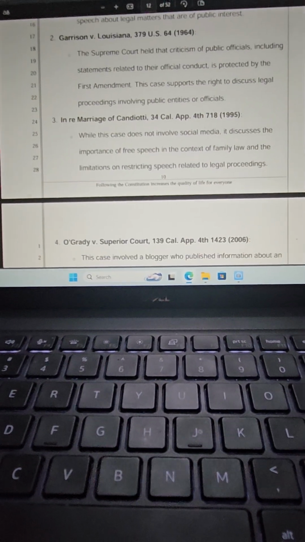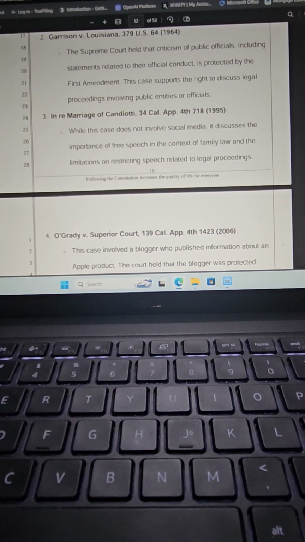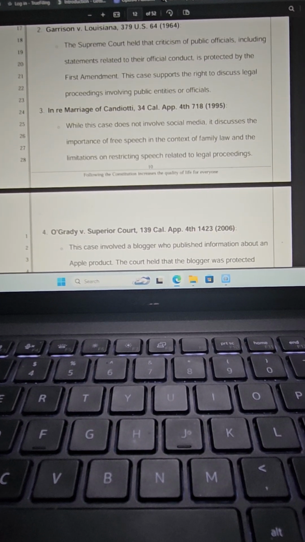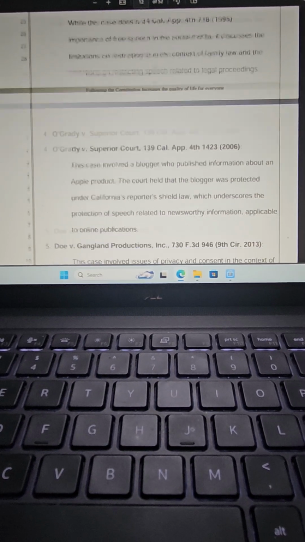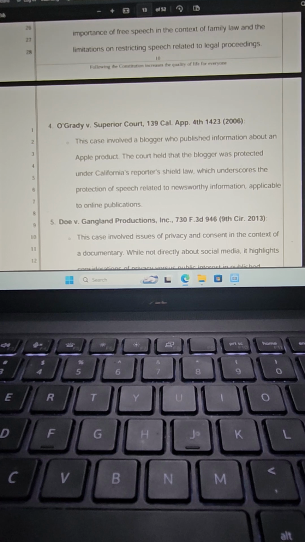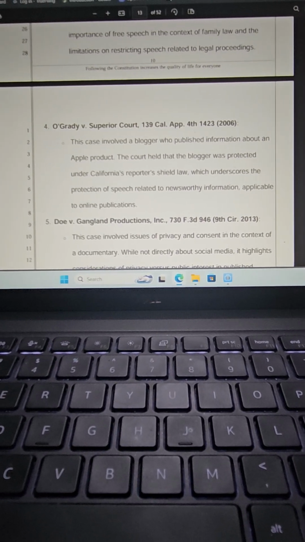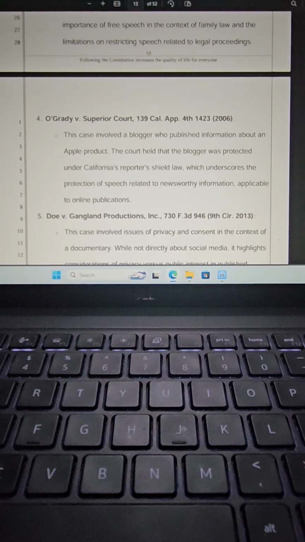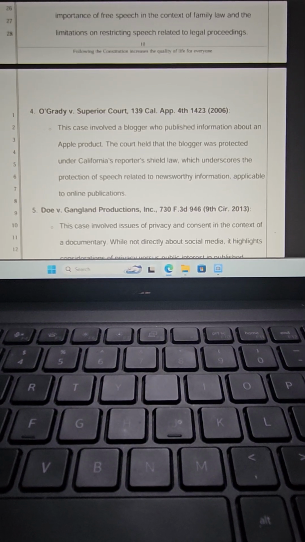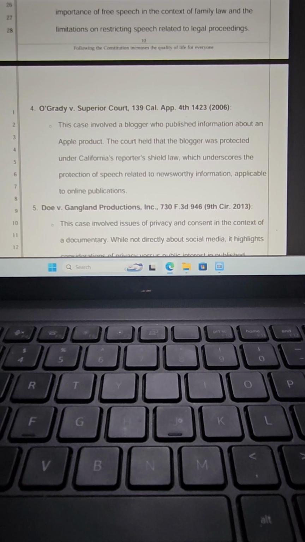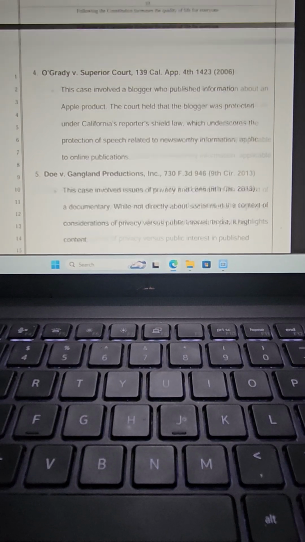In re Marriage of Cananati, while this case does not involve social media, it discusses the importance of free speech in the context of family law and the limitations on restricting speech related to legal proceedings. O'Grady v. Superior Court. This case involves a blogger who published information, which is what I am, about an Apple product. The court held that the blogger was protected under California's Reporters Shield Law, which underscores the protection of speech related to newsworthy information applicable to online publications.